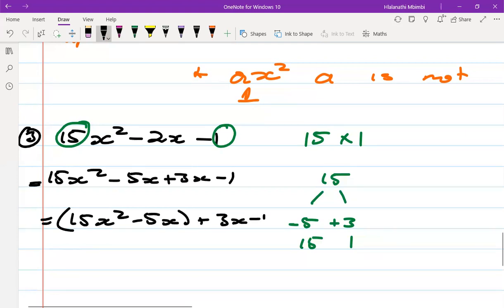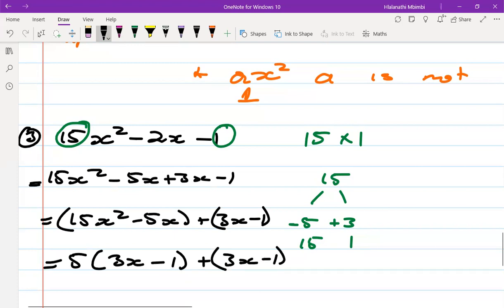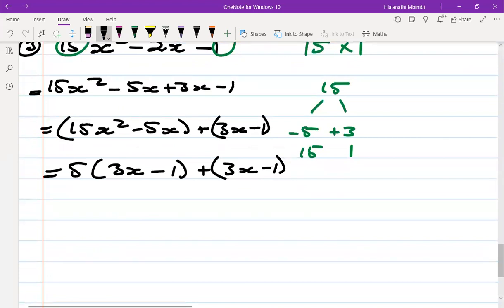Plus 3x minus 1, nicely. And then you can take out a common factor of 5 and you will be left with 3x minus 1 plus 3x minus 1. So nicely, we have 3x minus 1 and 3x minus 1. Take it out as a common factor.